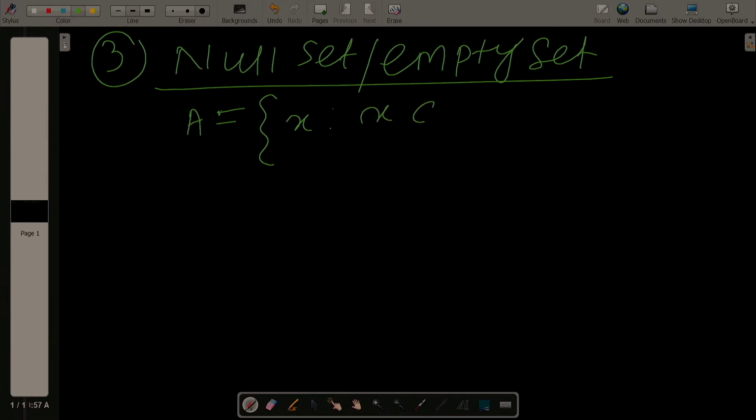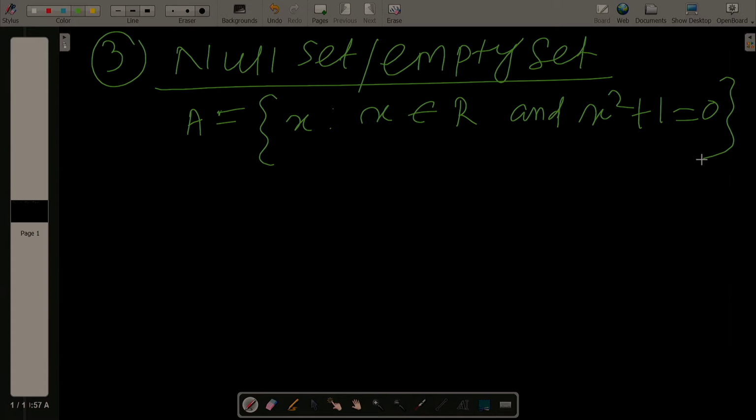x is an element of the real numbers, and x² + 1 = 0}. Just observe this set: x such that x is an element of R, meaning the real numbers, and the equation is x² + 1 = 0. When we solve the equation, x² = -1, and the value of x is the square root of -1, which is not a real number.